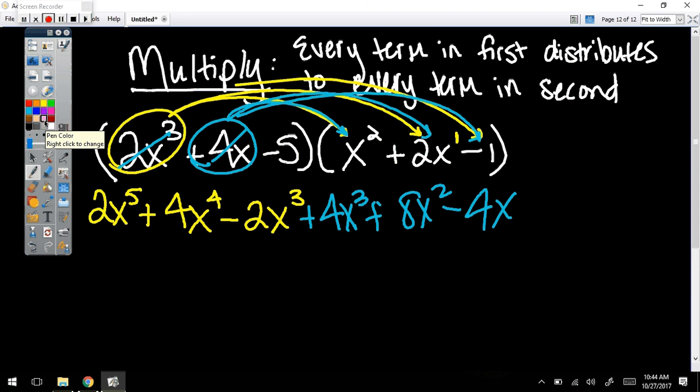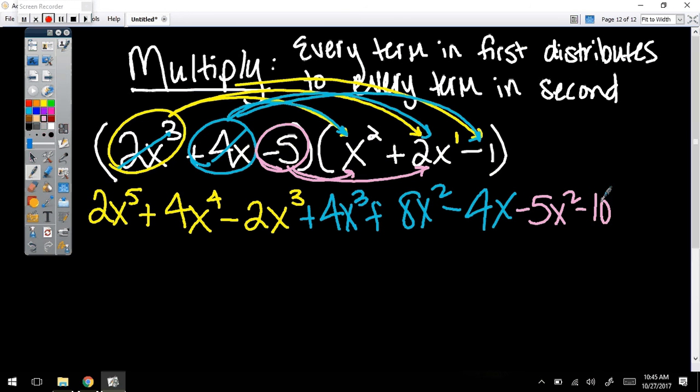Then we do negative 5 times x squared. But it's negative 5, so be careful. Negative 5x squared. Negative 10x to the first, and then positive 5.